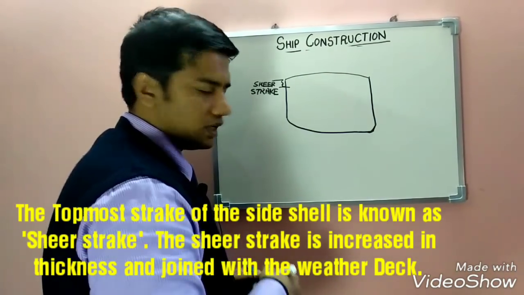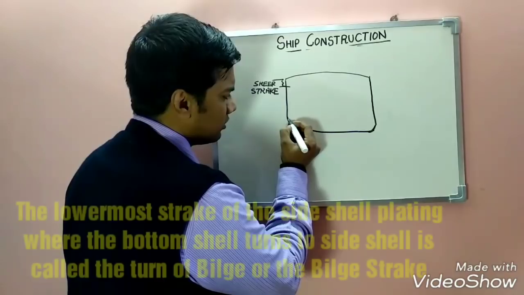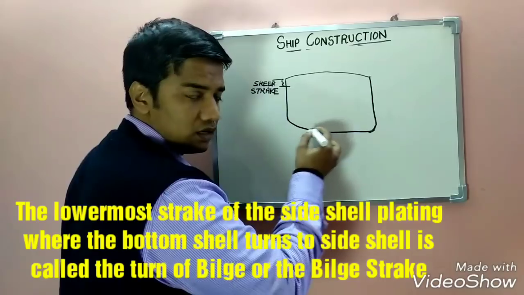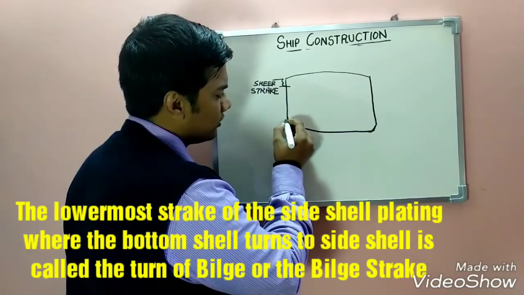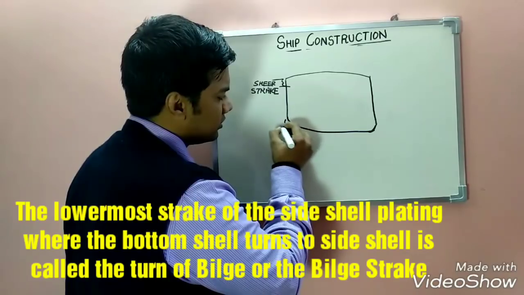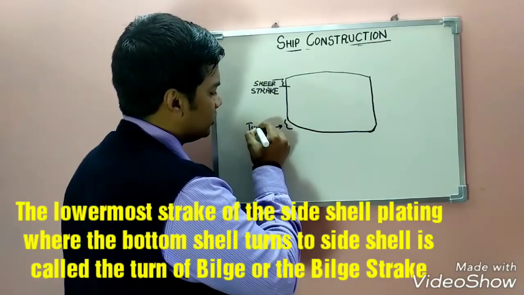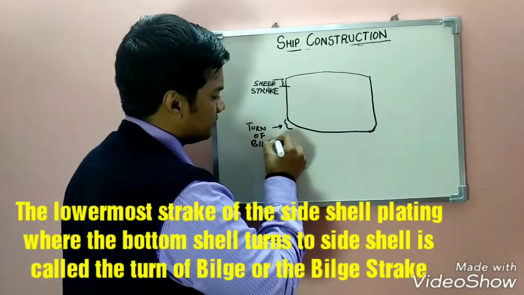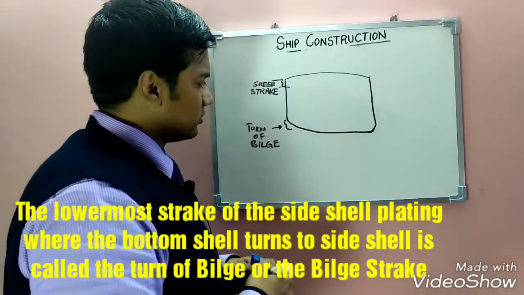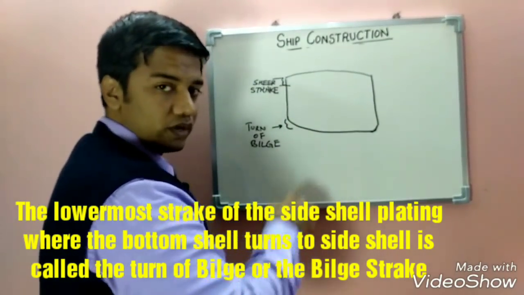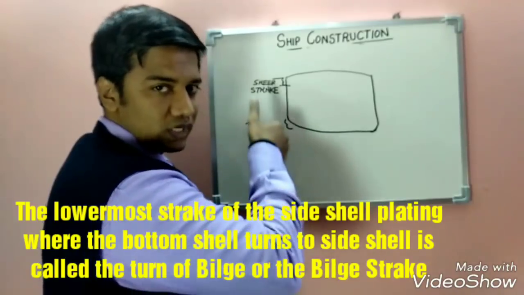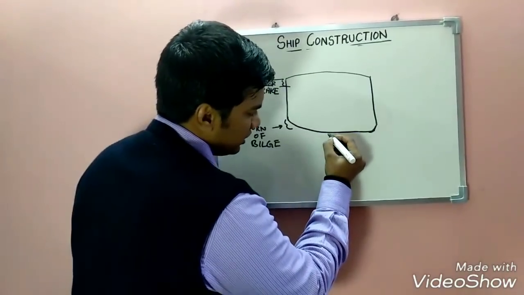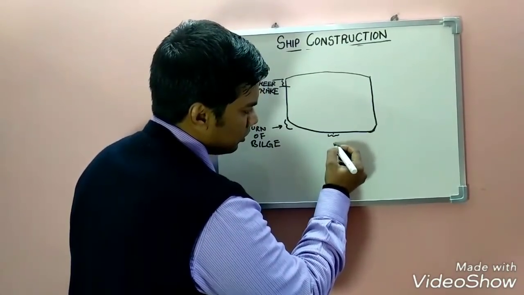Now what is the opposite of shear strake? The lowermost strake of the side shell plating, where the bottom shell turns to side shell, is this plating over here. This is called turn of bilge. This strake over here, where the bottom shell plating turns to side shell, is called the turn of bilge. The centermost strake of a shell plating is called your keel.